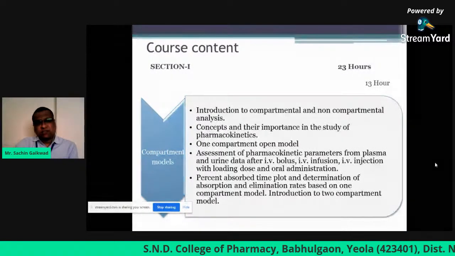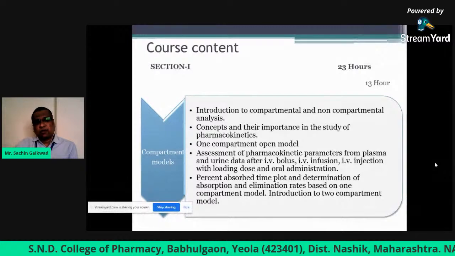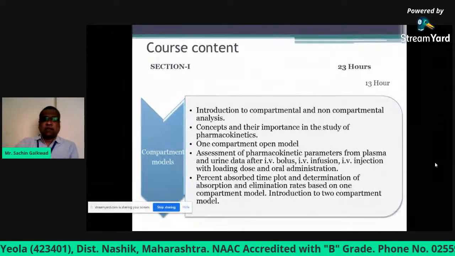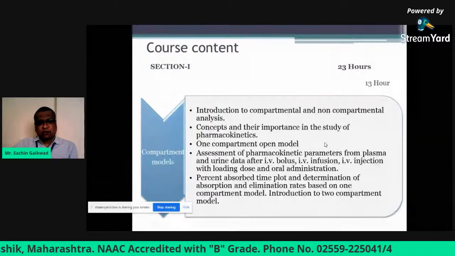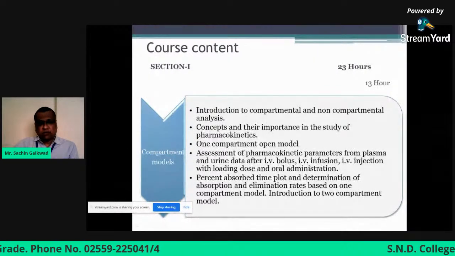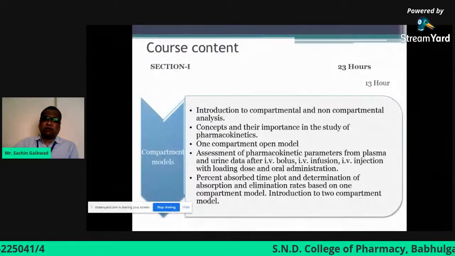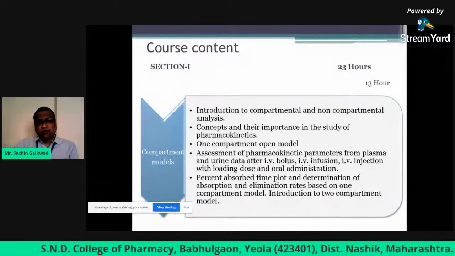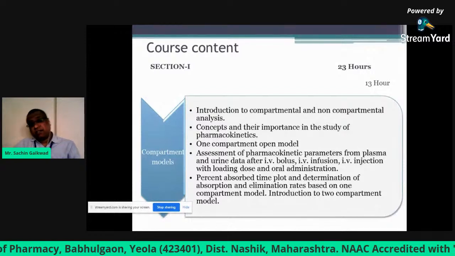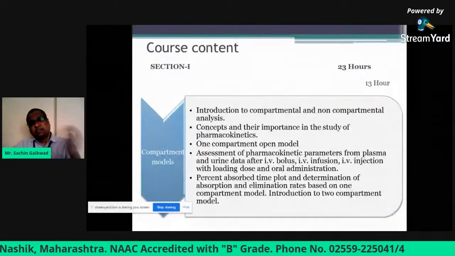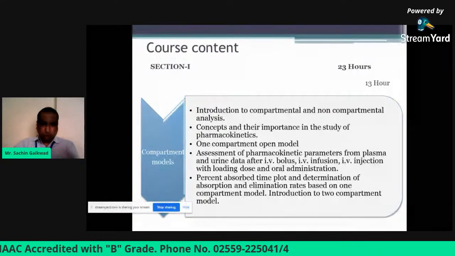First point is the introduction to compartmental and non-compartmental analysis. Second one is the concept and their importance in the study of pharmacokinetics. Third one is the one compartment open model. Fourth one is the assessment of pharmacokinetic parameters from plasma and urine data after IV bolus, meaning intravenous bolus administration, intravenous infusion, intravenous injection with a loading dose, and oral administration.